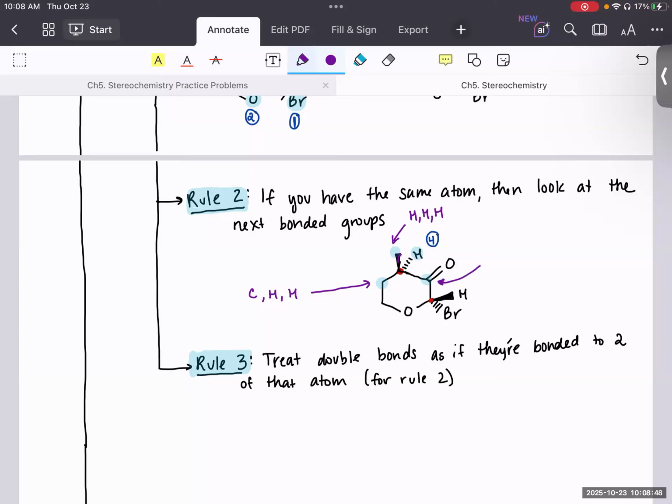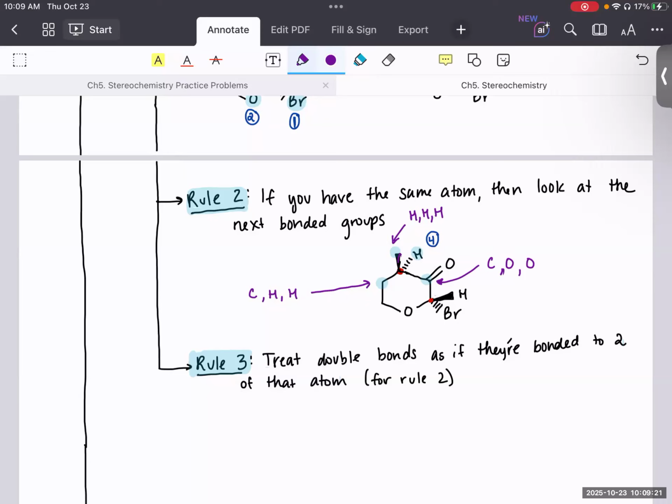Lastly, we can look at this carbon on the right. Here we can see that this one's bonded to a carbon going down, and then it's also bonded to an oxygen. It doesn't have any other groups, just the carbon and the oxygen, so we don't have 3 different atoms for it. To fulfill that, we have to use rule 3, where we treat double bonds as if they're bonded to 2 of that same atom. So we treat that double bond as if it's bonded to 2 oxygens, and we add in another oxygen to that carbon there.